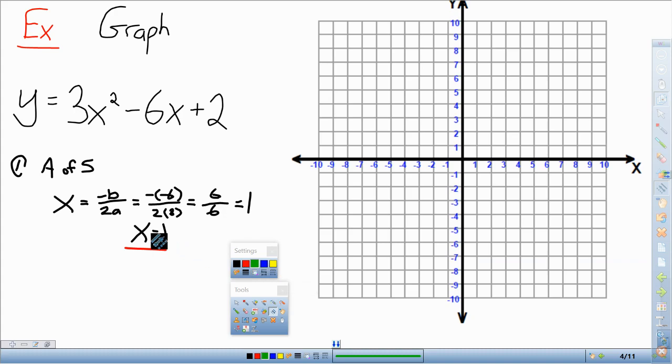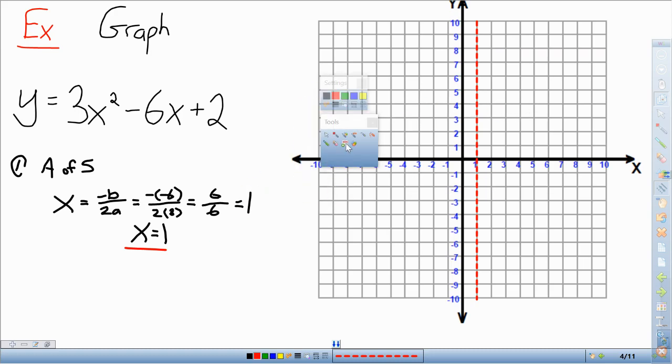Okay, just one thing to note. The axis of symmetry isn't technically part of your graph. It's just a tool to use to graph your parabola. All right, so when I do this, normally on my graph, I'll do it as a dotted line. Okay, so again, it's going to go through the x-axis at positive 1. So there's my axis of symmetry. Okay, and you'll see why we do this once we get to the very end.